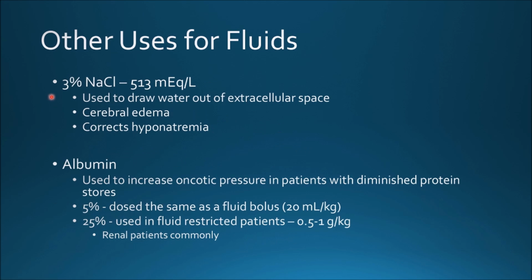Remember, 3% sodium chloride, very dangerous, but it's good to help draw fluid off of different compartments. So for instance, the extracellular space, you can draw that off if you have cerebral edema happening there, or it can be used to correct hyponatremia. And as I mentioned, albumin is good for increasing oncotic pressure. 5% dextrose, again, used as fluid boluses, typically more for volume support. 25% dextrose is going to be used more for oncotic pressure support, right? To help to keep the volume in the intravascular space rather than letting it just kind of leak out. Okay.